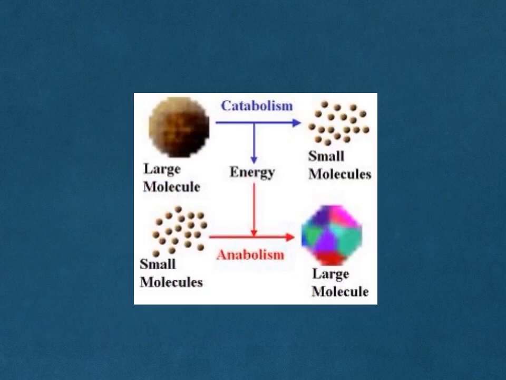The two main divisions of metabolism are called catabolism and anabolism. Let's talk about their differences. Catabolism is the process in which large molecules are broken down into small molecules, generally with the release of energy. The other process is called anabolism and generally is defined as the process in which small molecules are turned into large molecules.